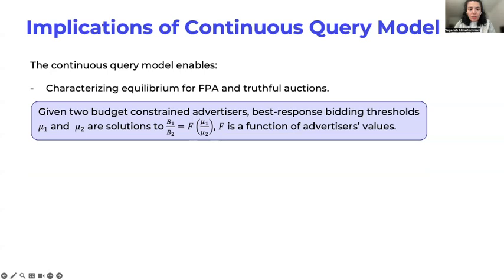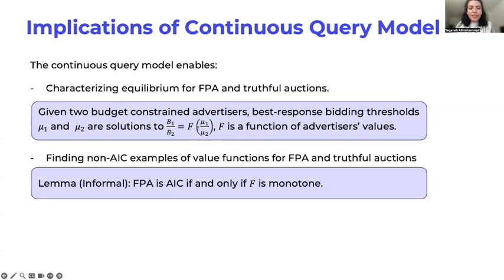Using the continuous query model, we can characterize the first price auction's equilibrium, the equilibrium between the auto bidders. So here we find some function of the advertiser's value such that the equilibrium between the auto bidders becomes a reverse function of the ratio of the budgets. Or if there were TCPA constraints, it would be like the ratio of the TCPA constraints. This function, I have hidden the details of it under the rug, but it's just a function of the different valuation functions that the advertisers have.